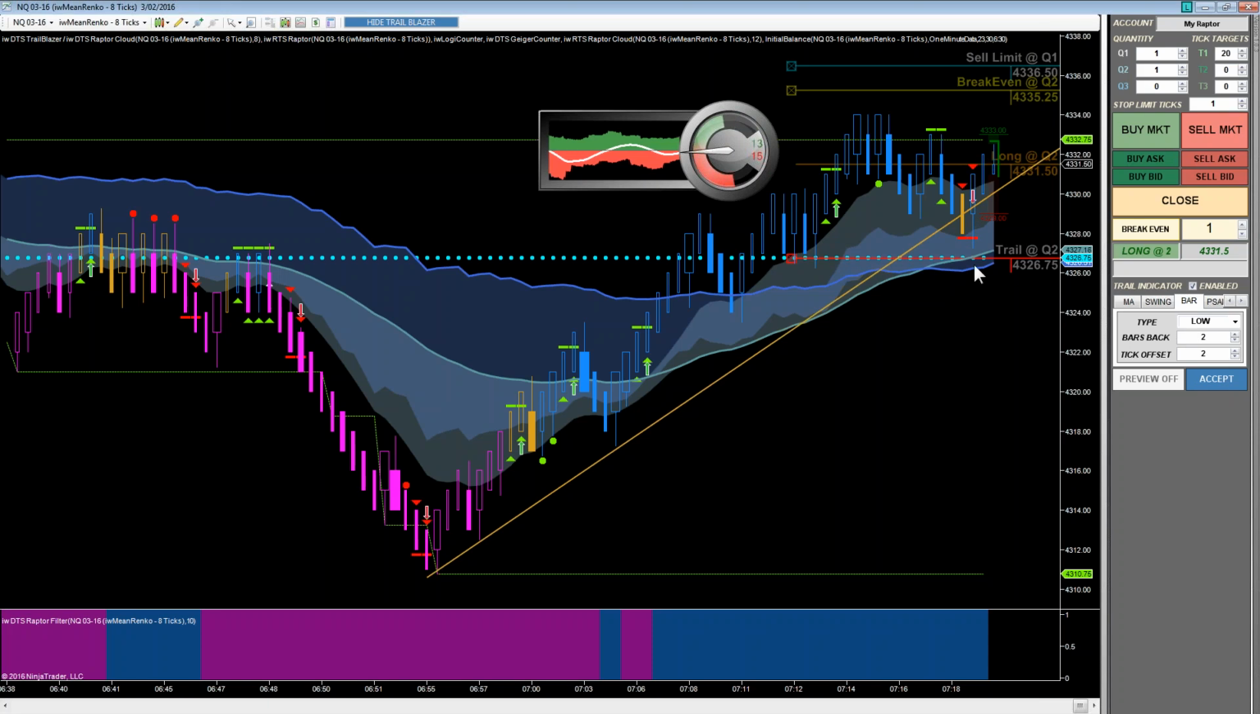And if we can break out above the highs here, you're going to see the Trailblazer start to roll it bar for bar. Well, at least 2 bars back. I'm 2 bars back, 2 ticks off of the low. That's how I have it set up. So long as prices are advancing, it will continue to roll the stops, and it will take us out on the first sign of weakness.